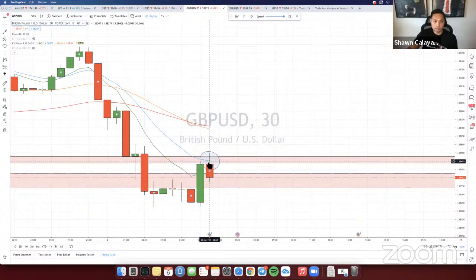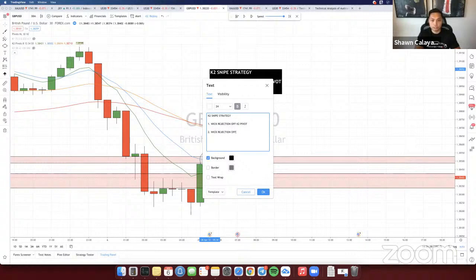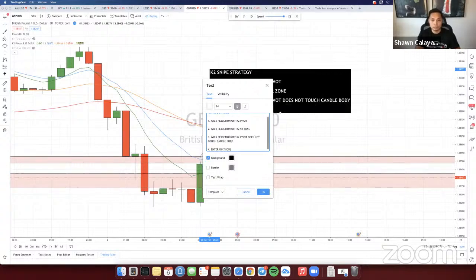So with that said, same requirements, K2 snipe strategy. First, wick rejection off K2 pivot. Second, wick rejection off K2 SR zone. And then lastly, the wick rejection of the K2 pivot does not touch the candle body. And then lastly, enter on the open of the following candle.